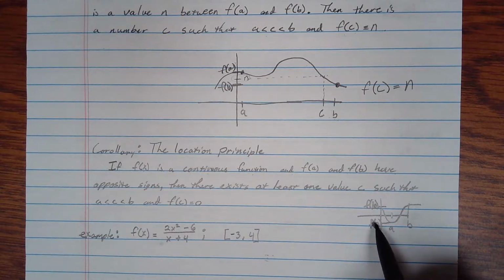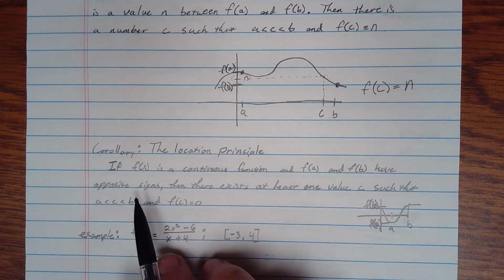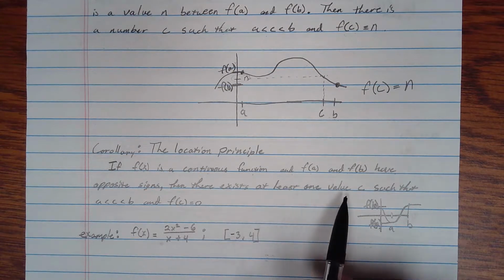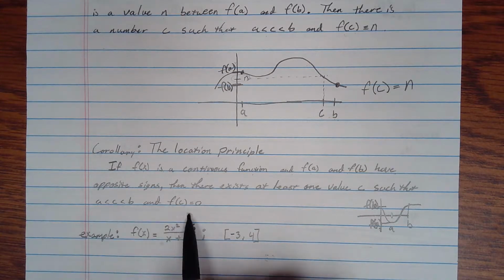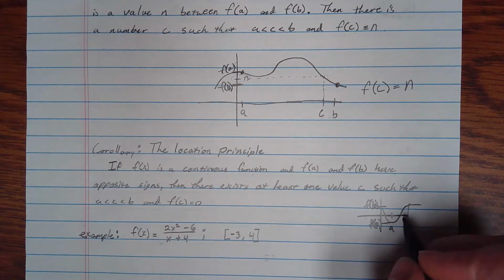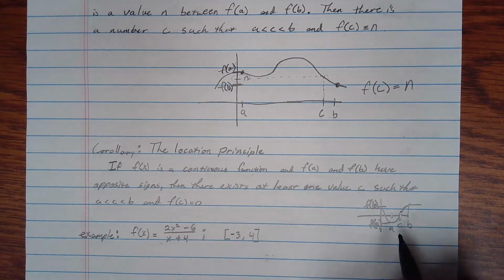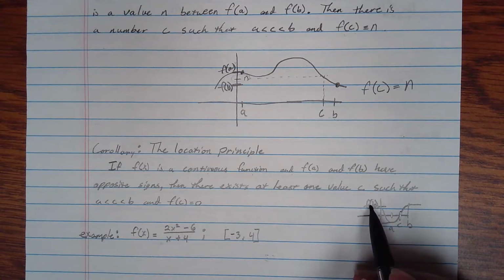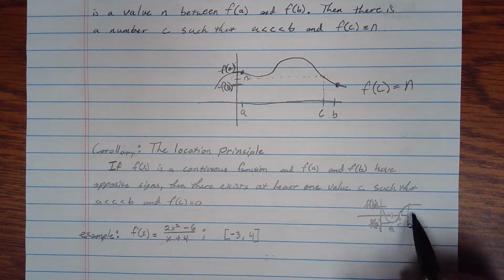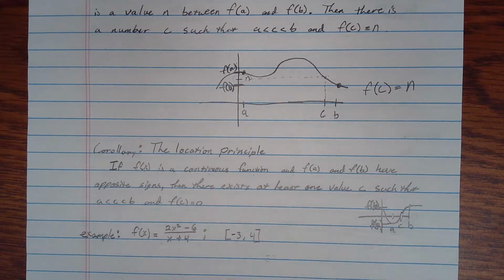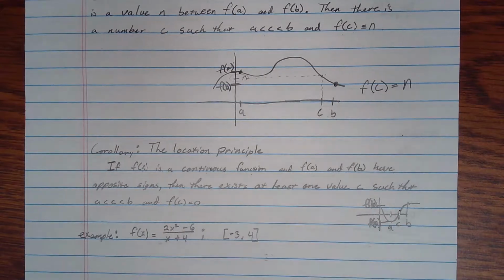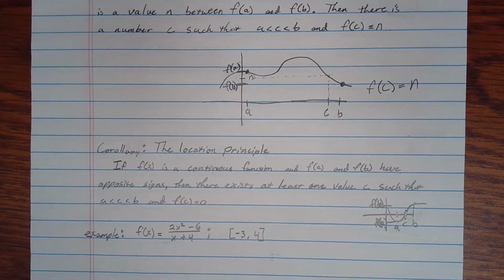Then there exists at least one value C such that C is between A and B and f of C is 0. So there is some place here where there is a 0. If f of A is different in sign than f of B, then somewhere between them, C exists. There can be more than one, so we're going to pay attention to that, and I'll show you how to see that.